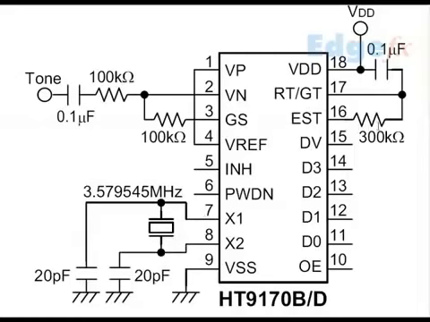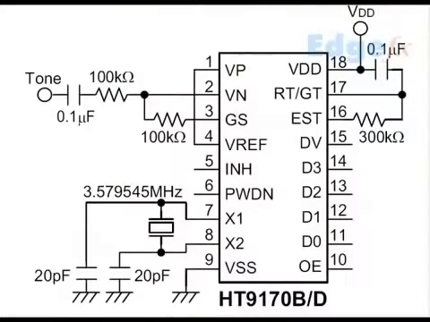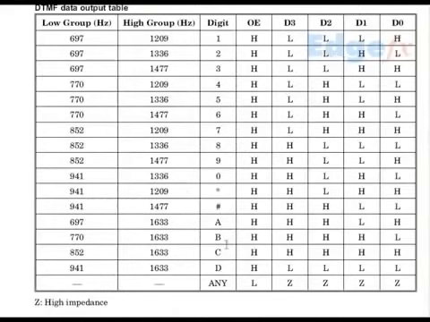And then we also have an R and C arrangement here for the internal oscillator, and this is the output D0, D1, D2 and D3. If we look at the simulation, the working of a DTMF decoder IC is that when a number is pressed, it gives something similar to a binary code, as per the table that we see in the manufacturer's data sheet.